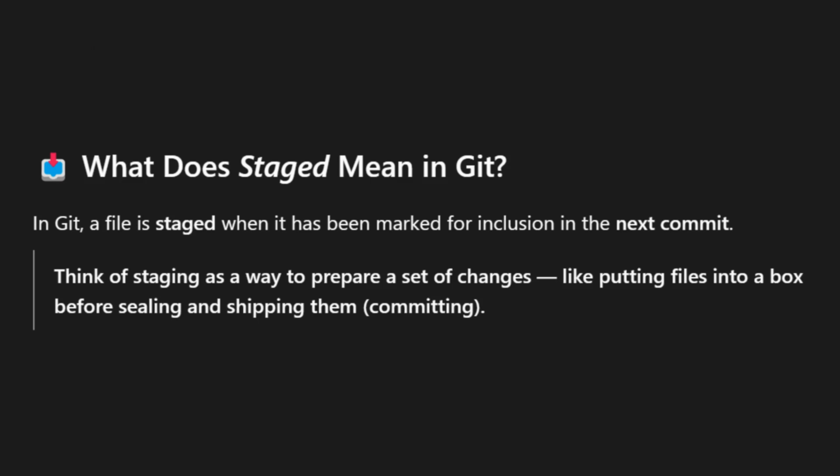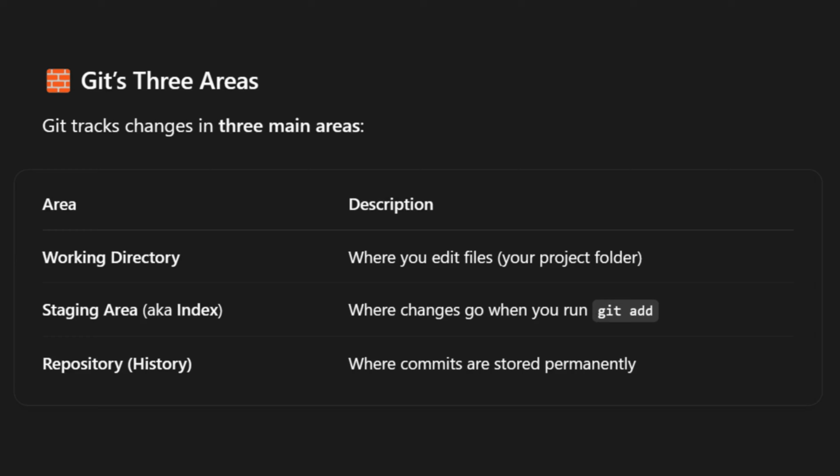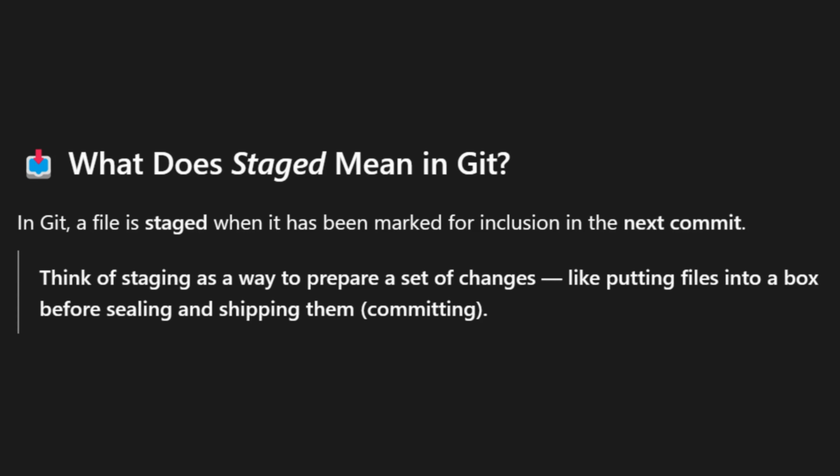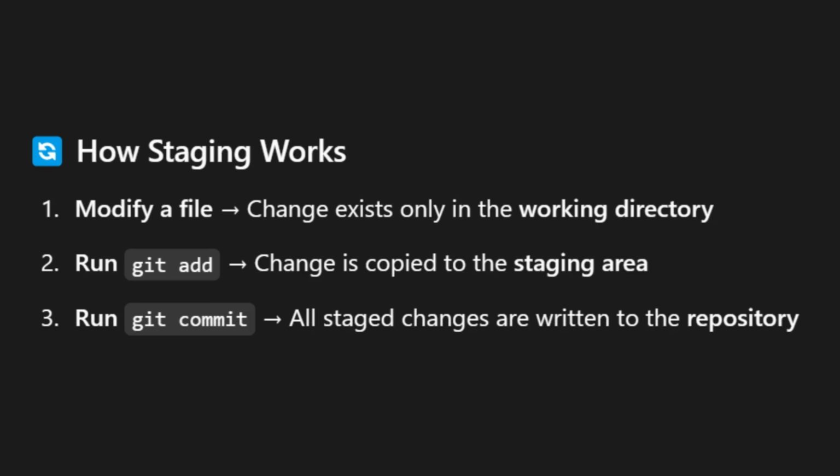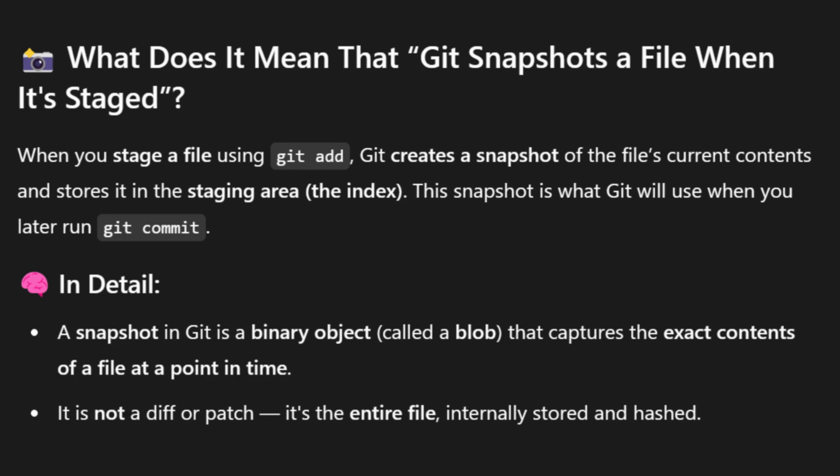Now, when I say staged, what that means is that the file has been added to the Git staging area, which is a kind of holding zone where Git tracks exactly what changes you intend to commit. Think of it as selecting specific files and even specific changes within files that you're preparing to include in your next commit. Until a file is staged with git add, Git knows it's been modified, but it won't include it in the next commit. Once it's staged, Git snapshots the file in that exact state, and that's what gets committed when you run git commit.